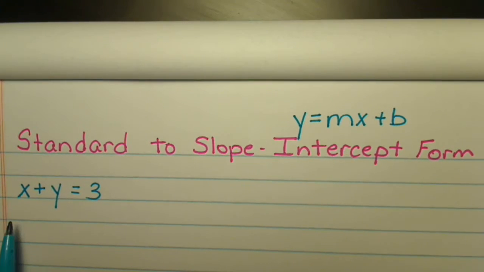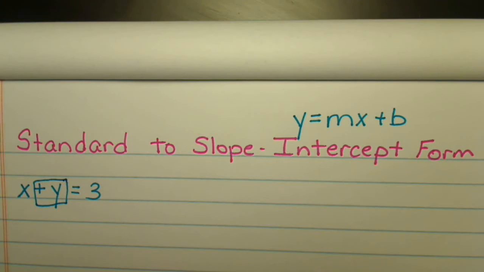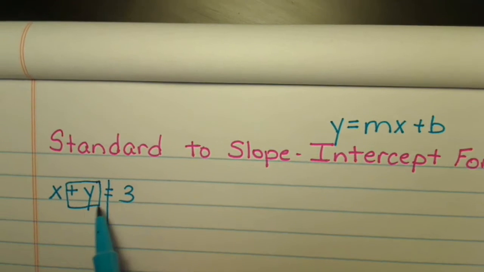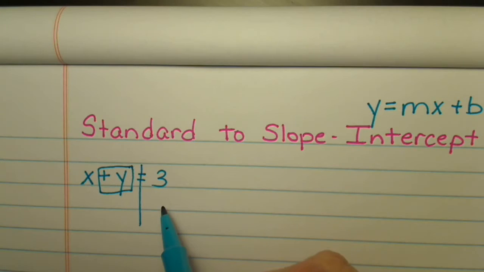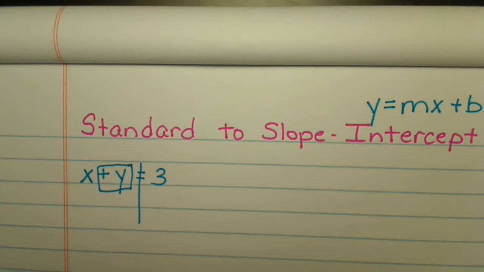So whenever you have an equation and you're trying to get it into slope-intercept form, your job is to get this positive y all by itself. You don't want a negative y, you want a positive y. So what that basically means is we're going to move everything else over to this side of the equation using inverse operations until we get it into slope-intercept form.